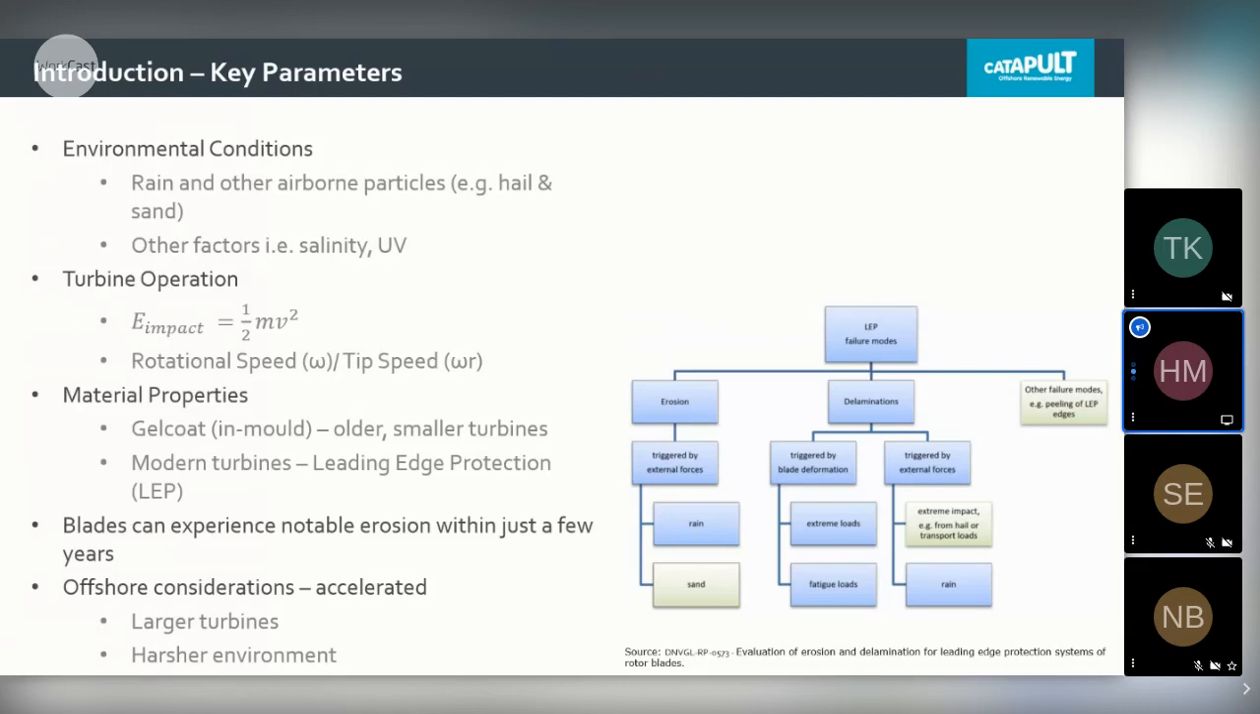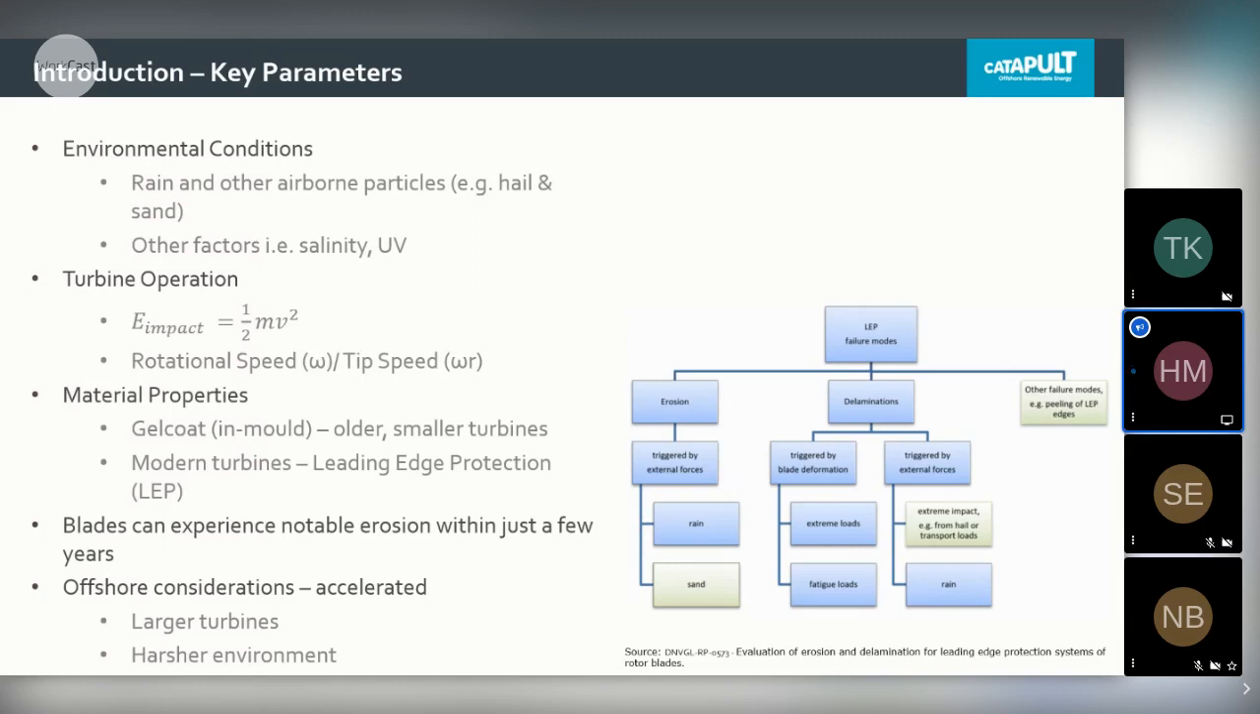What also is important is how the turbine is operated. Although this is a very simple physics formula, you can see that the energy of impact, and I'm brushing over the precise physics involved with the interaction of rain droplets, increases with the square of the impact velocity.